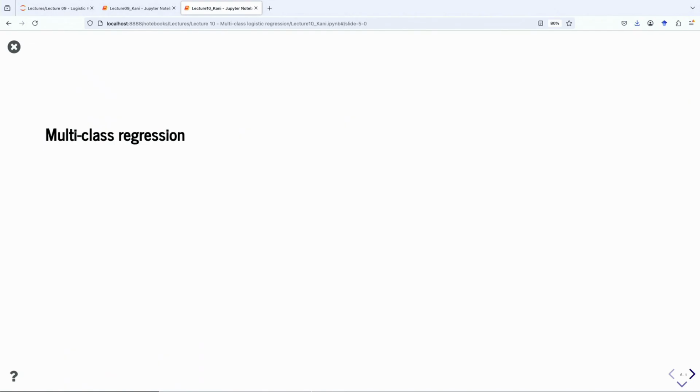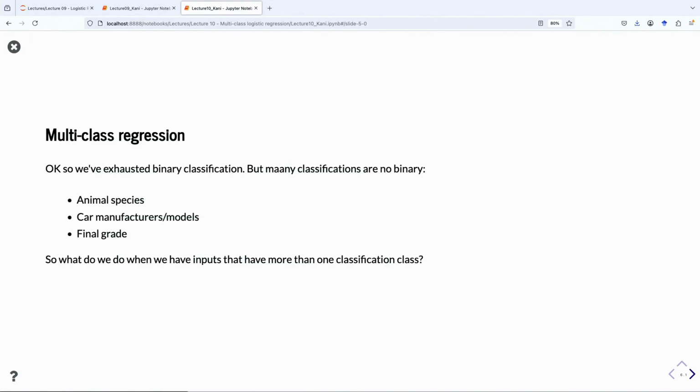So we just have to extend pretty much what we've done a little bit to do multi-class classification. Why is this important? It's important because most classification problems aren't binary. They're dealing with multi-label classifications, more than just binary. Lots of things aren't binary, but they're still classification problems: animal species, car manufacturers' models, your final grade. All these are classification problems, but they're not binary, right? So we've got to figure out a way to build models that can handle non-binary classification problems.